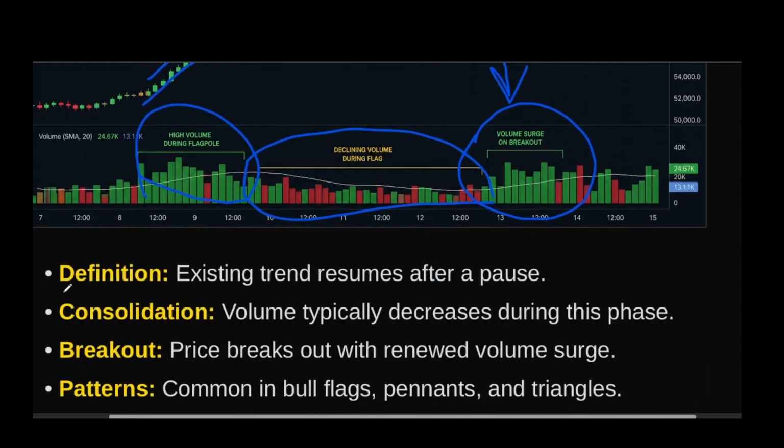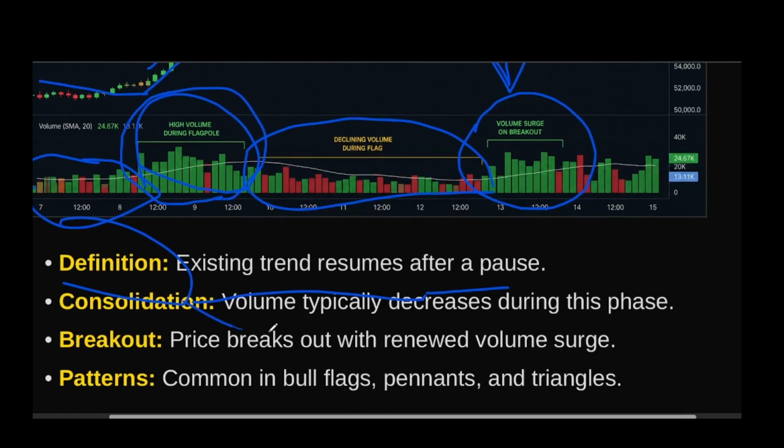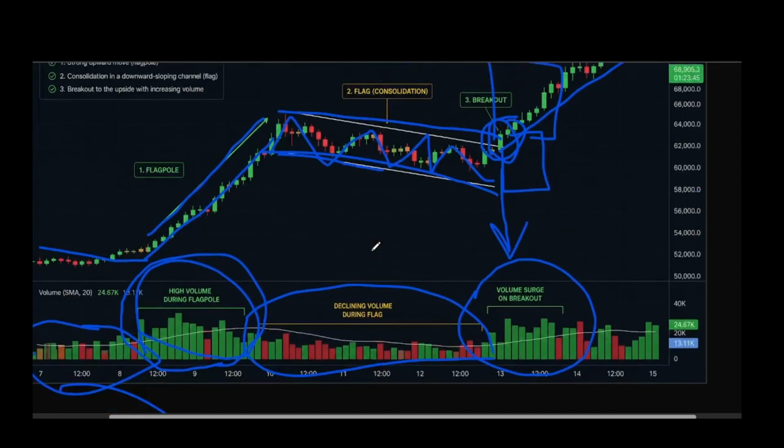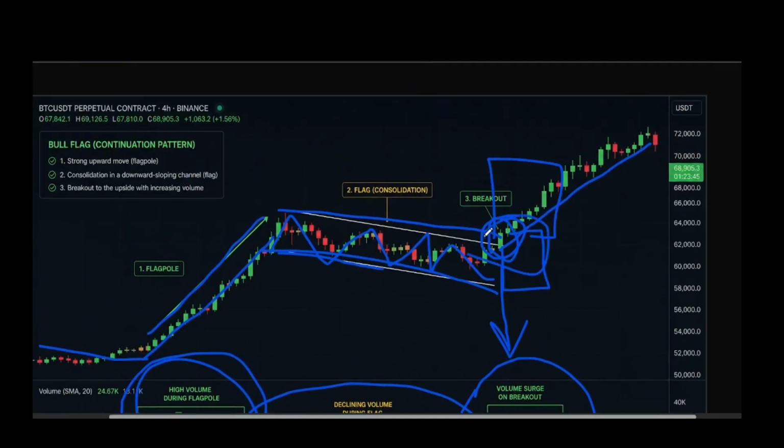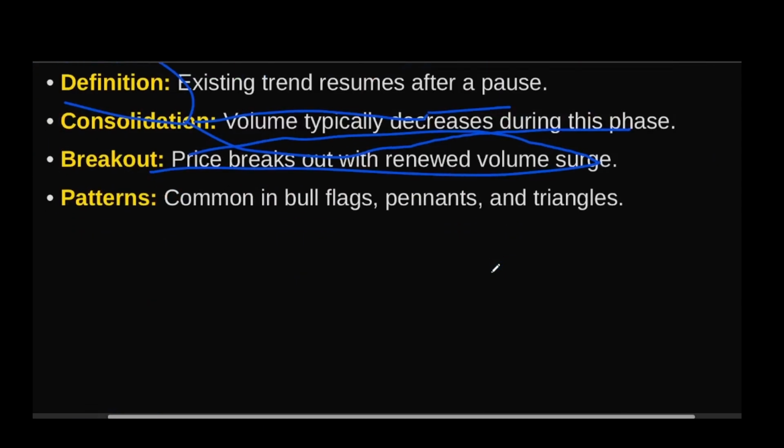So here we can see definition. Existing trend resume after a pause. Here markets were consolidating, volume was very less. So after this pause, a trend started. The trend gave a confirmation as well, volume. Next, consolidation. Volume typically decreases during this phase. And next was breakout. Price breaks out and gives a new volume sudden spike surge, which you can check out here, and you can place your trades according to that.